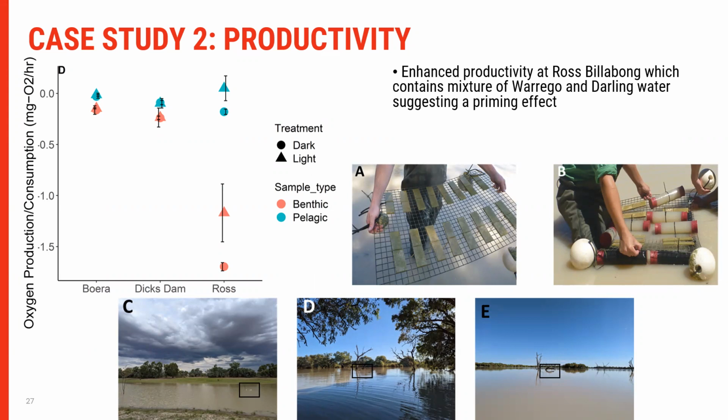And these 2 sites, so we planned to directly compare the Darling with the Warrego for productivity. However, when we went out to sample, the Darling was in flood and we couldn't access our racks. They were way out. We would have had to swim for ages to get them. So that's why we ended up with the 2 Warrego sites and a mixture at Ross Billabong, which has the 2 waters. But this also suggests that there may be a priming effect of the mixture of the 2 organic matter sources happening here.